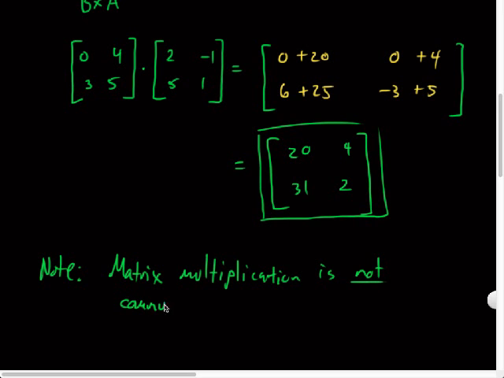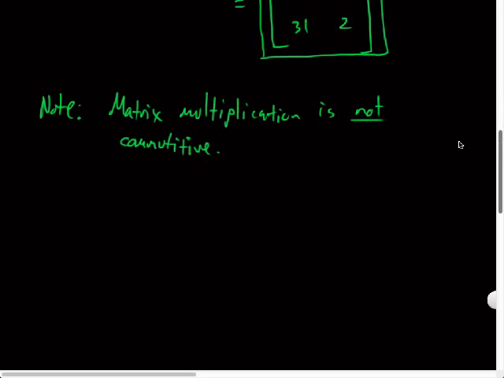What is commutative? I'm sorry, what was your question? Commutative means it can be done in any order. Commutative means this: A times B equals B times A. All right, and that is not true for matrices.